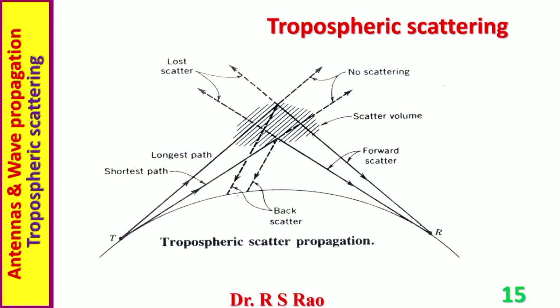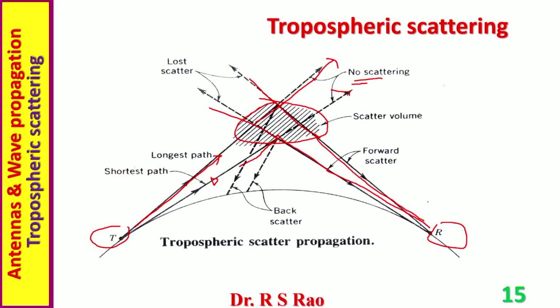Here is a diagram describing troposcatter propagation. This is a transmitting antenna, this is a receiving antenna. So the transmitter is emitting waves like this. Here in the scatterer volume, a part of the incident wave is getting reflected, another part is scattered away. Similarly, for the lower ray also, a part is getting scattered. When there is no scattering, these two rays might have gone like this. But because of scattering, they are redirected towards the receiving antenna.